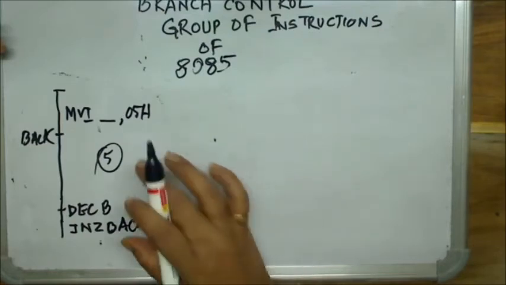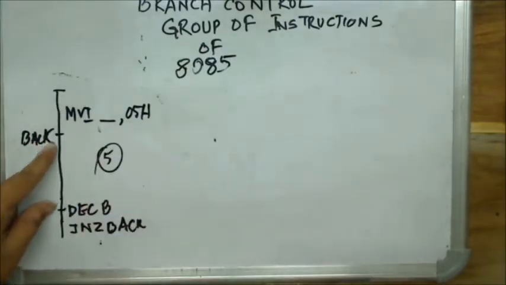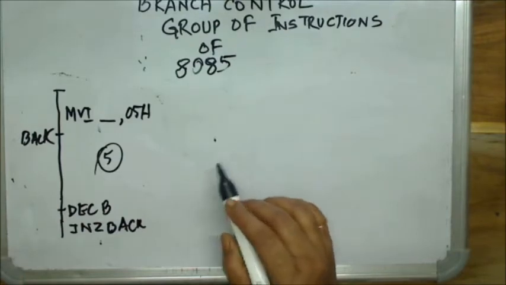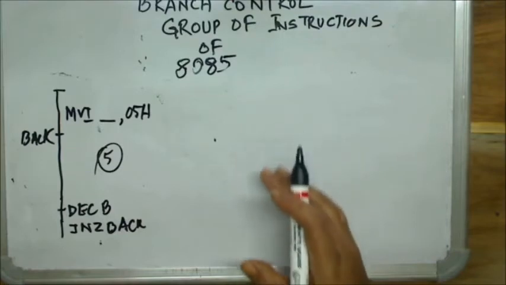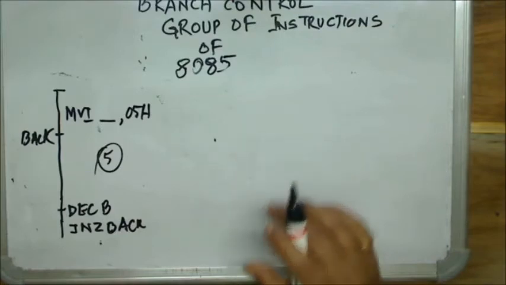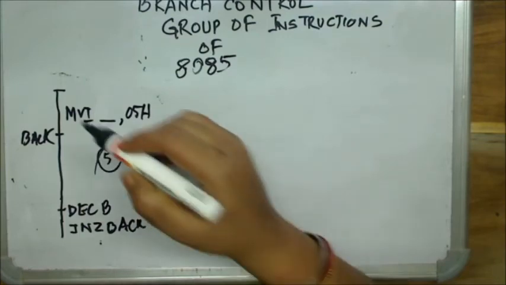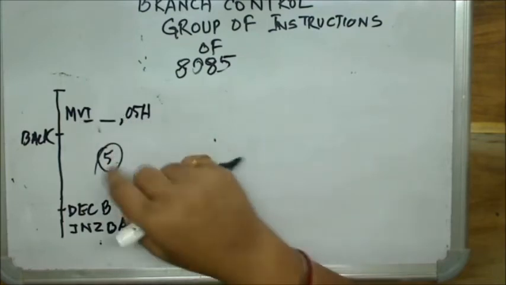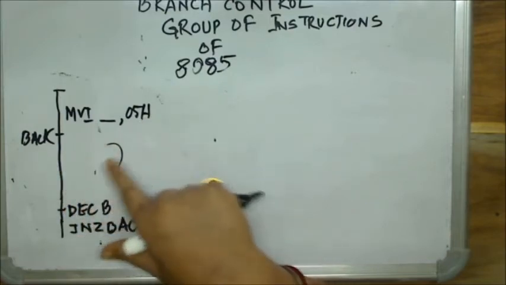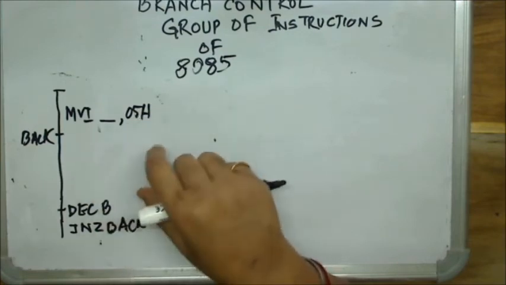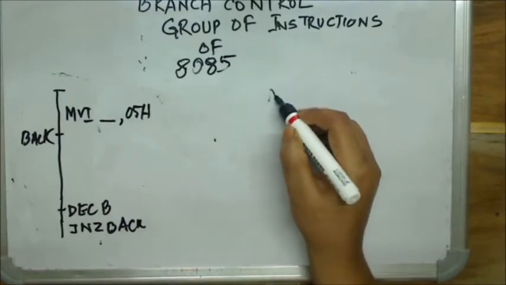I want to run this loop 5 times. So I will initialize some register with count 5 and go on decrementing the counter till it becomes 0. So simple. I'll put this count 5 in some register. For this, which instruction do you use to put any data in any register?